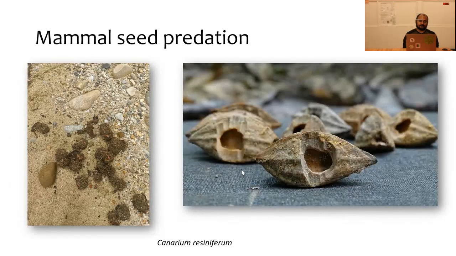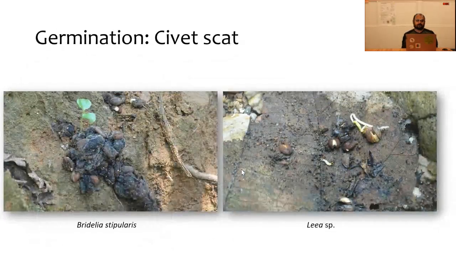And here are some mammals: on the left is the porcupine one, and on the right is the rodent one. It's generally the squirrels and the murid rodents, and this is Canarium. They try to eat what is inside the seed coat, and they love it basically. I have found lots below the trees and also from the seed piles. I have also found germination.